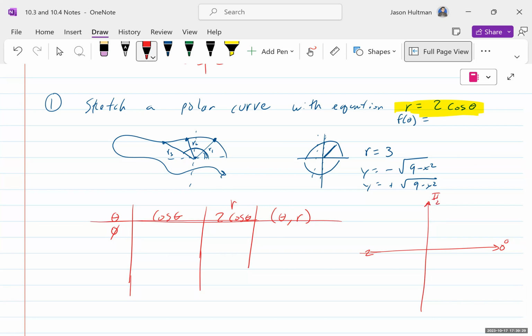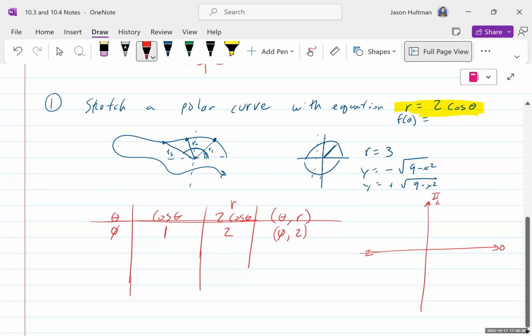So we'll keep it in radians: 0 radians and pi over 2 radians. At 0 radians, the cosine of 0 is 1, and 2 times 1 is 2. And so this becomes 0 as the radian measure, and r is equal to 2. It doesn't matter if you use degrees or radians, it'll come out the same.